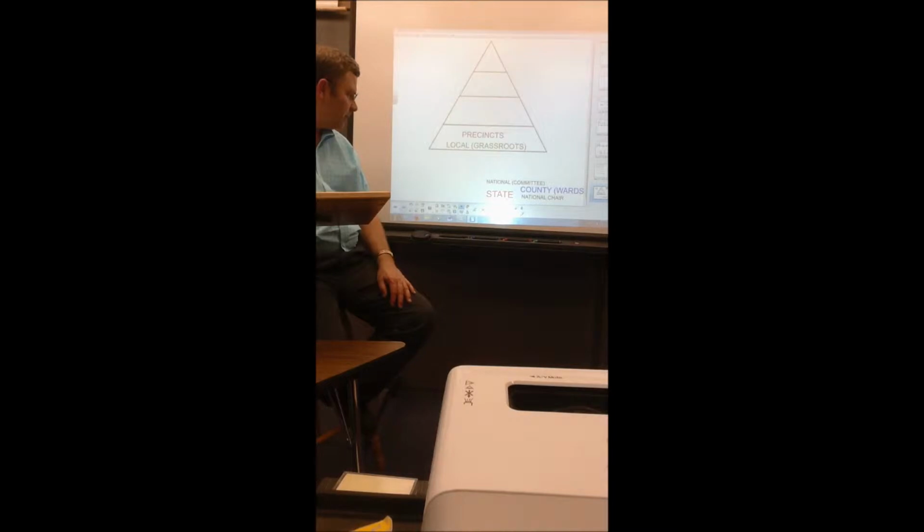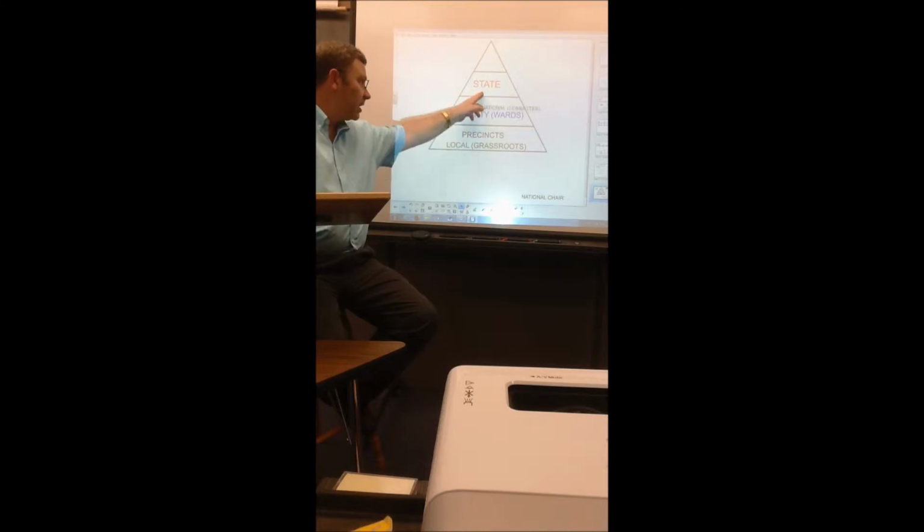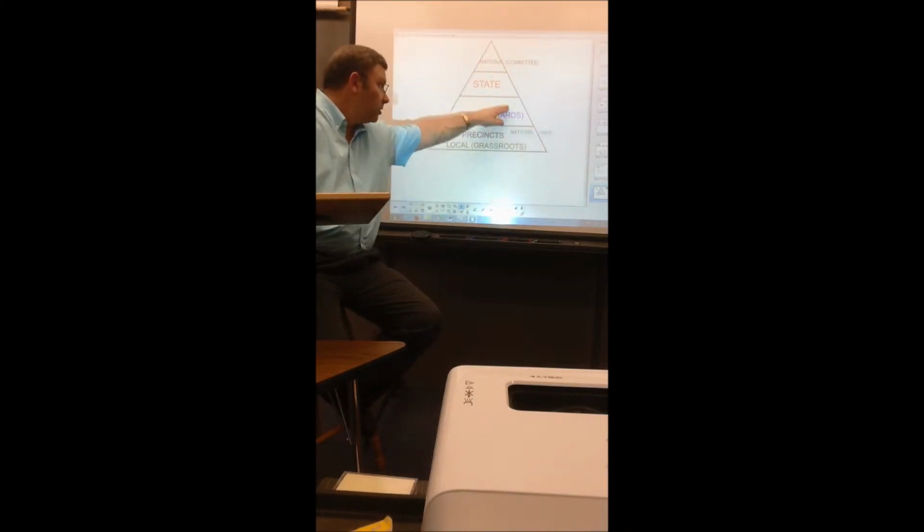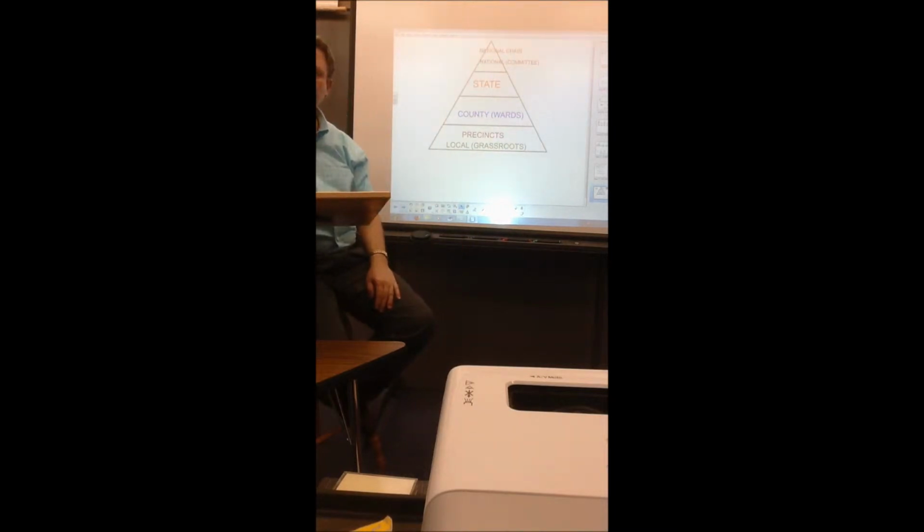Okay. Then we move up to the next level, which is the county level. And in many areas these are called wards. And we go to the next level, which is the state level. And at the very top is the national committee, headed by the national chair. So this political party structure is like a pyramid, the base being the most powerful because that is the grassroots level. Okay?